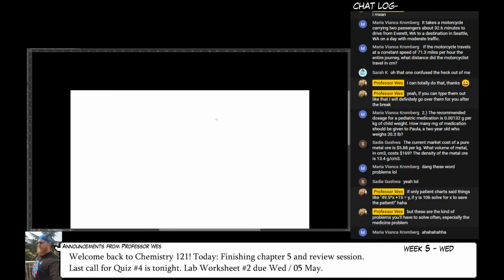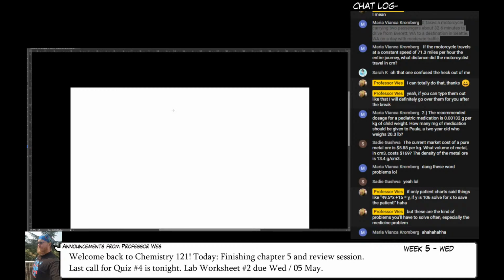So the first problem I'm looking at is up here. I'll highlight it. Oh, now I can't read it if I click on another window. Okay, well, you know which one it is now. It takes a motorcycle carrying 2 passengers about 32.6 minutes to drive from Everett to Seattle. If the motorcycle travels at this speed, what distance did the motorcyclist travel in centimeters?